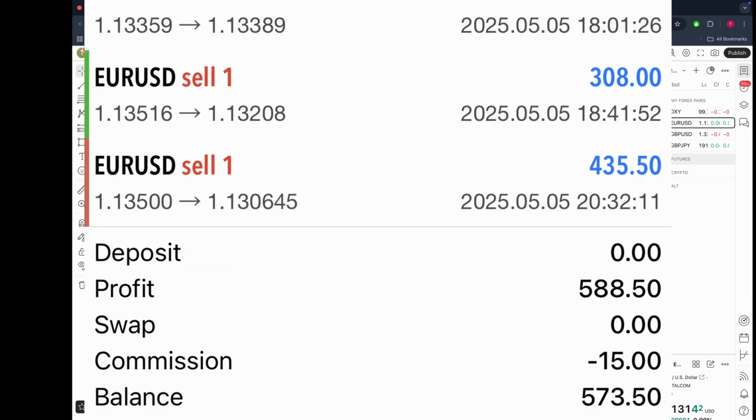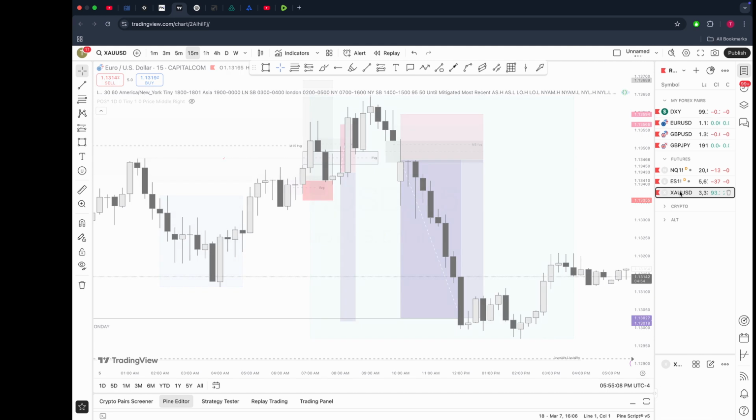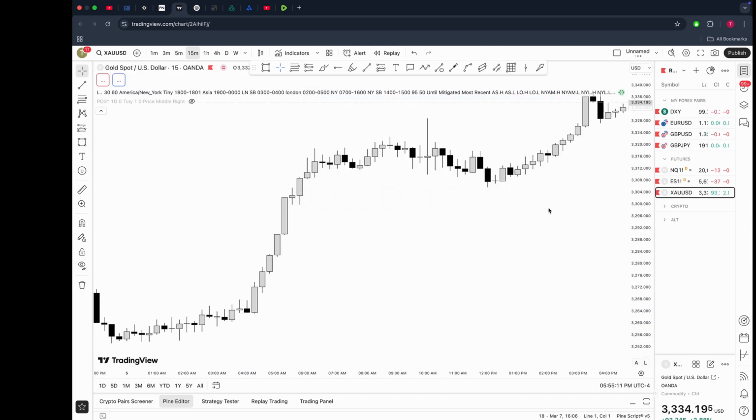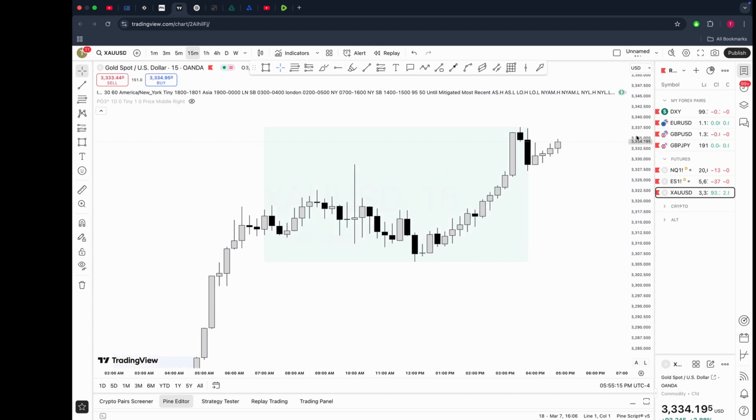And I took one trade on gold. I lost it. It was a very high risk trade. I shouldn't have taken the trade in the first place, but it happens. I risked a lot on that trade. So yeah, I lost one trade on gold. I lost one trade on Euro USD, and I won 3% on the same Euro USD.